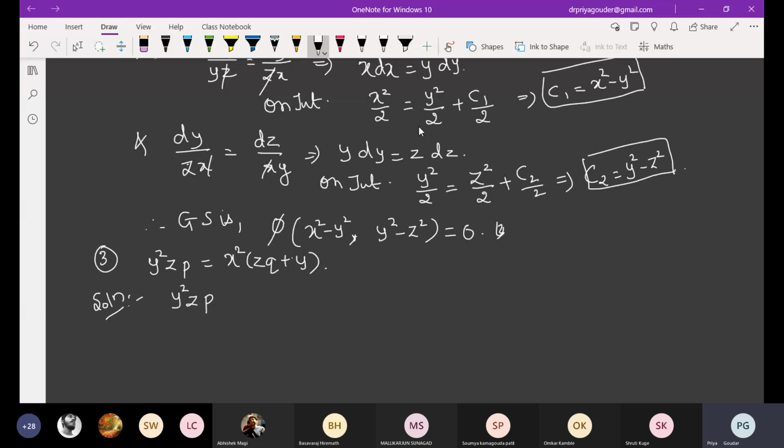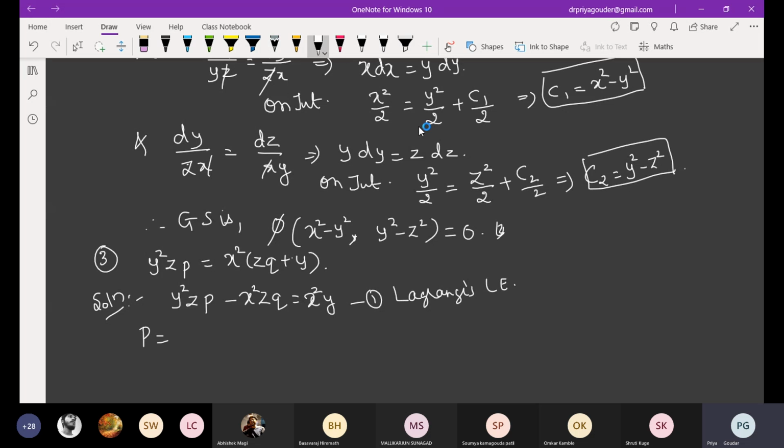What is the Q term? Just simplify and tell. Minus x square z. Very good, minus x square zq. Then the remaining thing I have to keep on the RHS, then only it is a standard form. What is remaining here? X square. Is it not Lagrange's form? Okay, Lagrange's linear equation. Done.